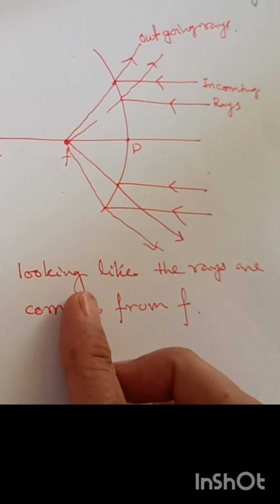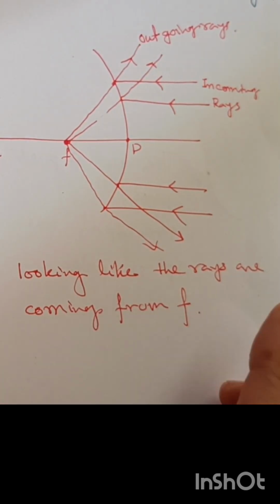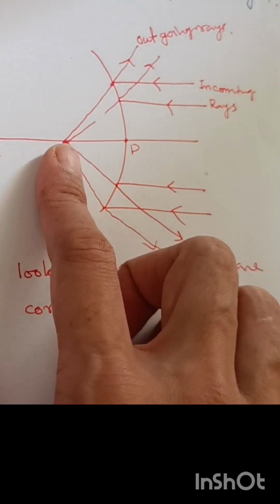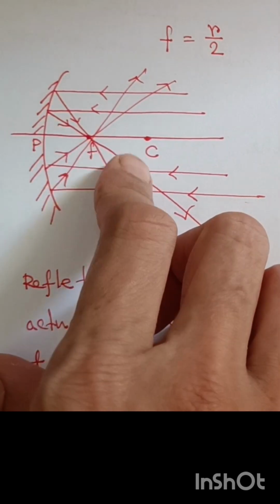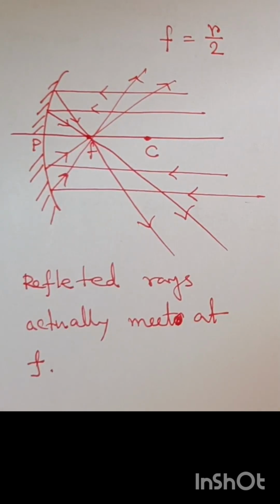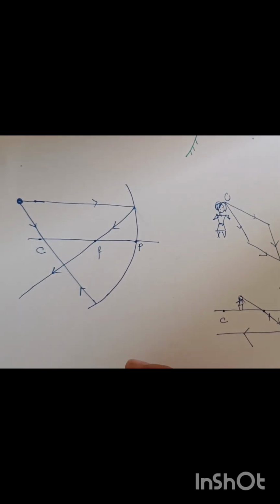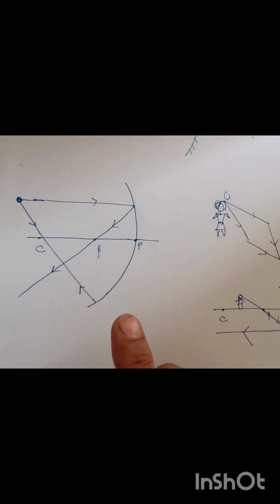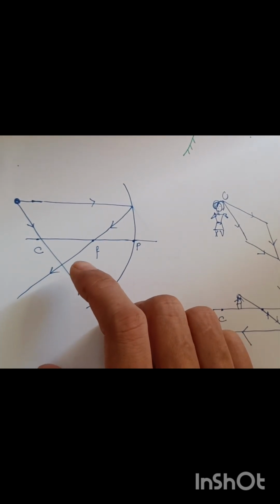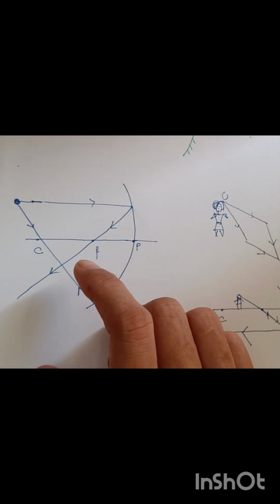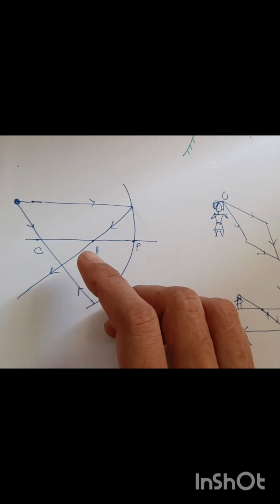See, I have written it looking like the rays are coming out from F, from here. But actually here the point is meeting at this point. We will discuss the image formation for the mirror. So we have to know how an image is formed.